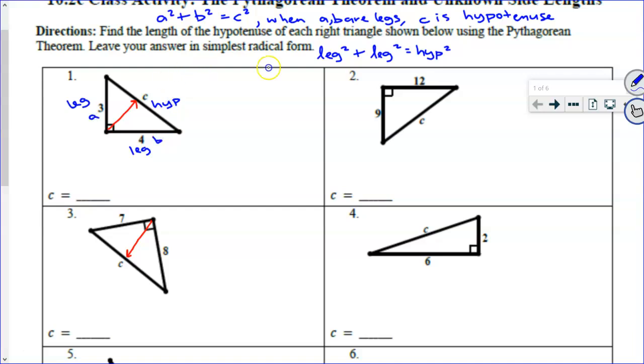It doesn't really matter, because what the Pythagorean theorem says is take the leg and square it. So I'm going to take this leg, 3, and square it. I'm going to take the other leg, 4, and square it. I'm going to add those together. Leg squared plus leg squared is equal to the hypotenuse squared, but the hypotenuse is given a label, and that label is C. So I'm just going to say it's equal to C squared.